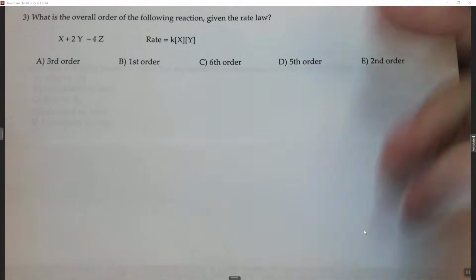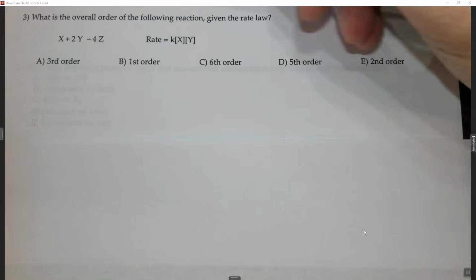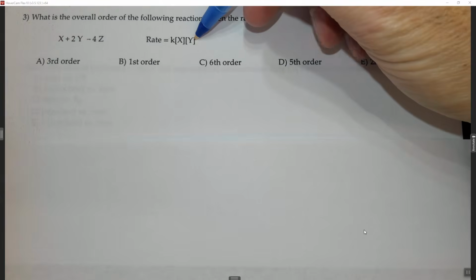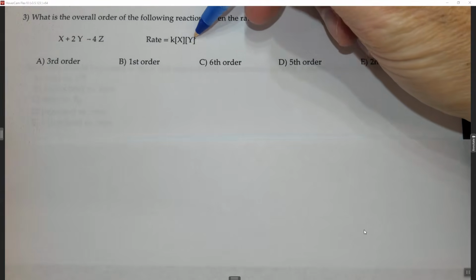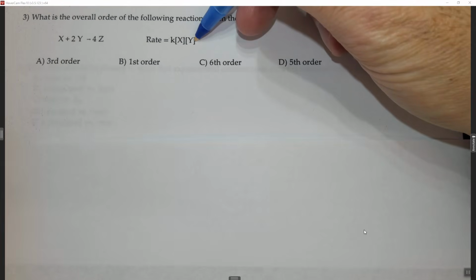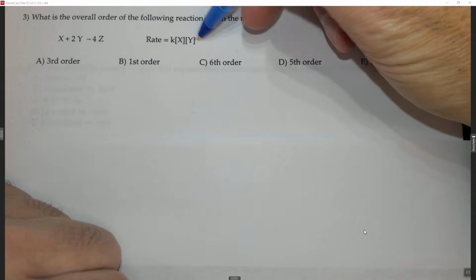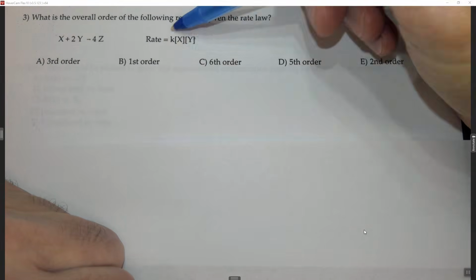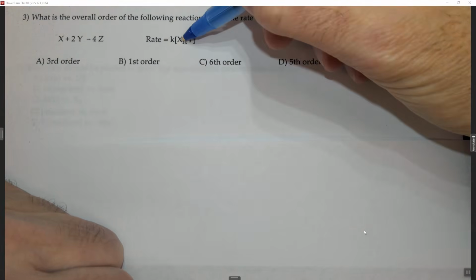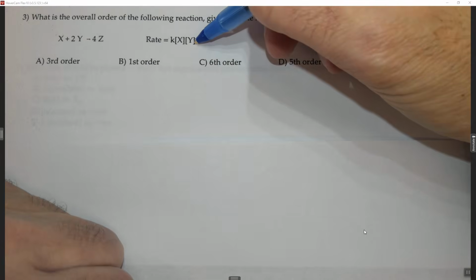Number 3 says, what is the overall order of the following reaction given the rate law? Well, if we look here, rate equals k, concentration X, concentration Y. Note that the stoichiometric coefficients, or said another way, the fact that this is first order with respect to X and first order with respect to Y, these are not the stoichiometric coefficients. We happen to have one X and we happen to have 2Y, but it's only first order with respect to X and first order with respect to Y.